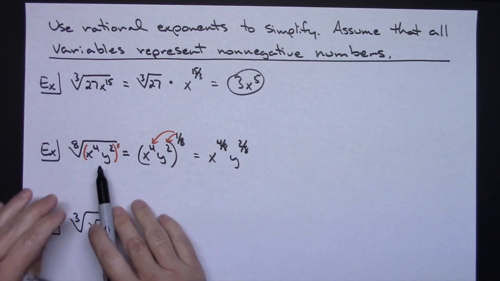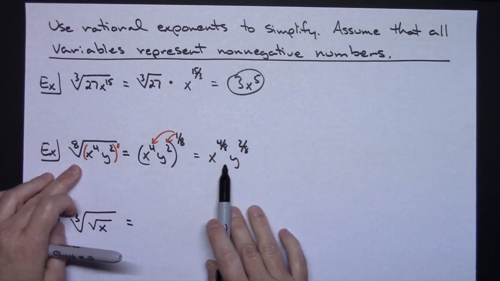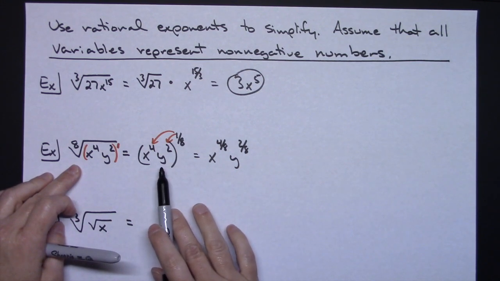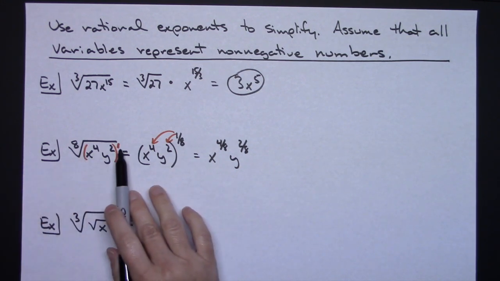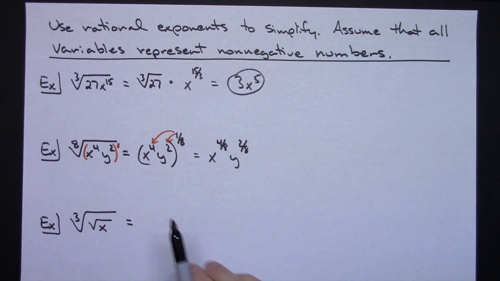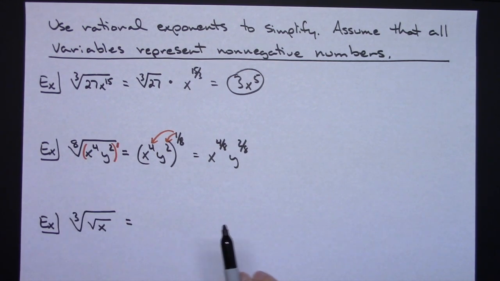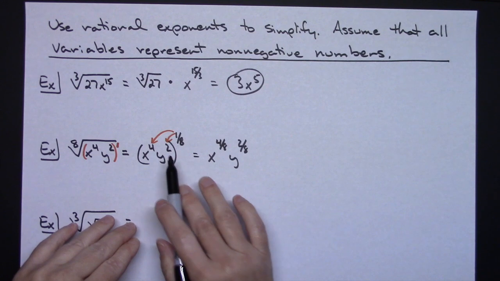Now, a lot of people can go straight from this step to this step without putting this extra step in there, because you can just tell that that's going to be an exponent of 1, so it makes it really easy. 4 over 8, 2 over 8. So either way, you can leave that step out right there.